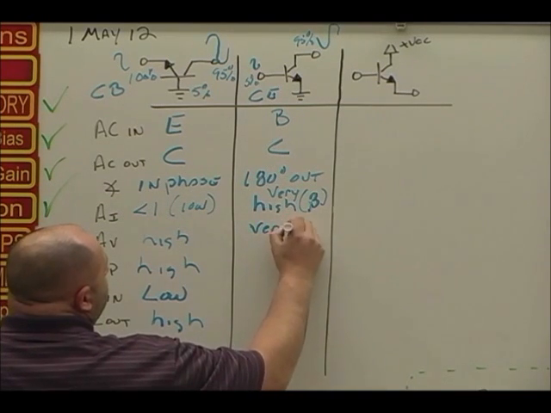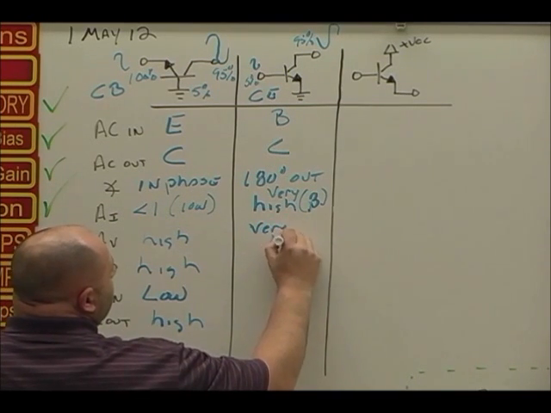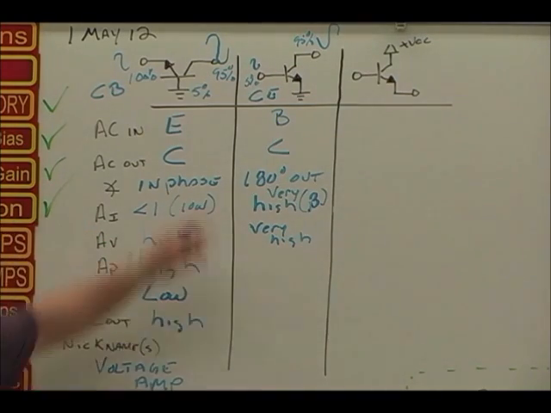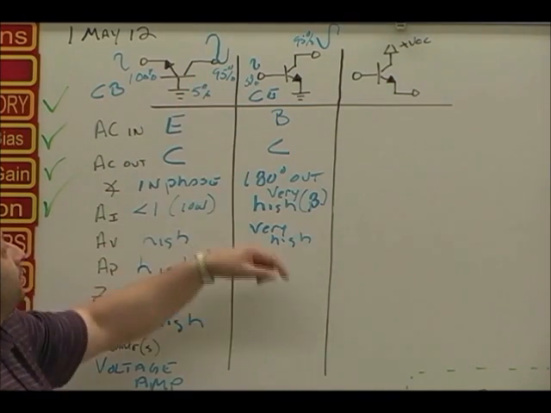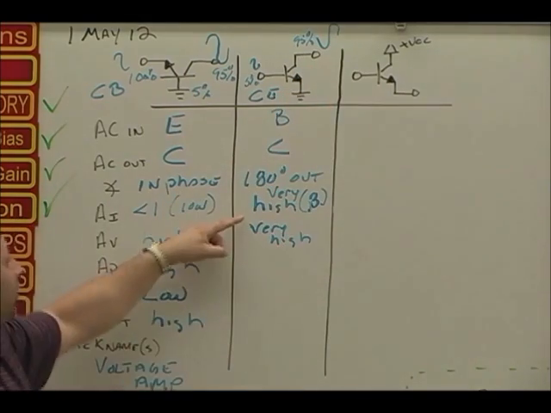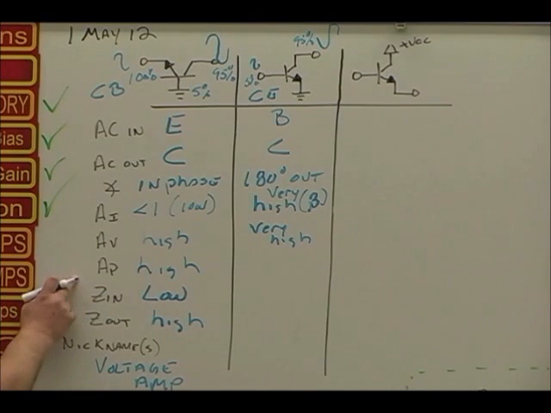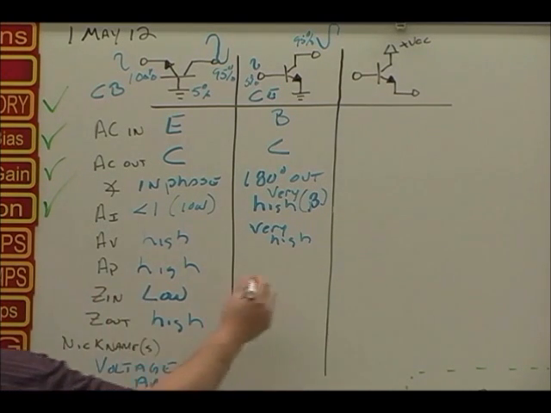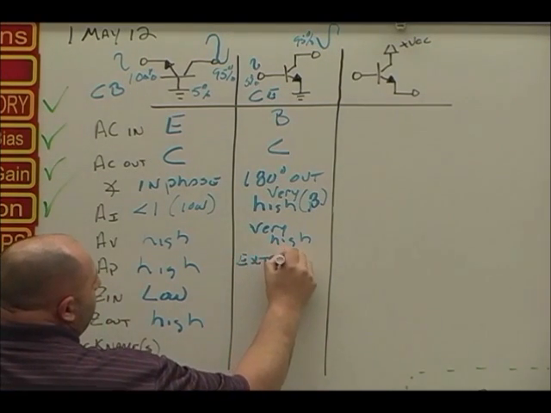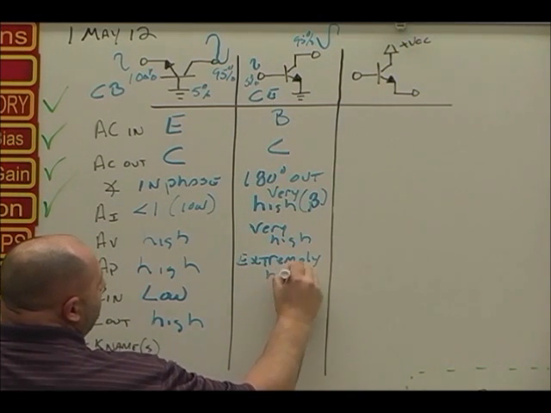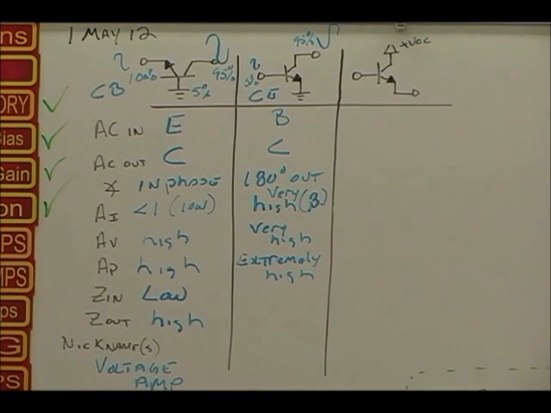We'll call it very high again. Output is at the collector, just like this one, but we're dealing with a little bit more current, a little bit more potential here, which our result in power gain will be what? Extremely high, because very times very is extremely. And I already told you everything's what in a common emitter? High.